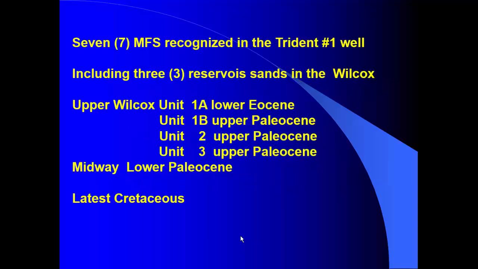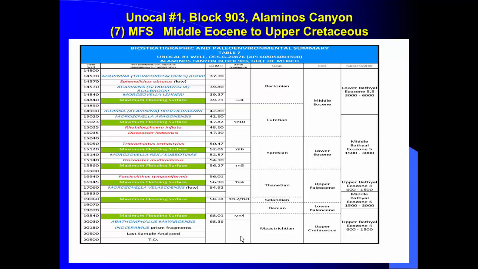Actually, in both wells, we're able to find all these units of the Wilcox, in both the Trident and the 557. And in the Trident, we have a series of maximum flooding surfaces running from the middle Eocene all the way down to the lower Paleocene. And it has a little bit of sediments here, which we found some Cretaceous fossils in, so we called it Maastrichtian.